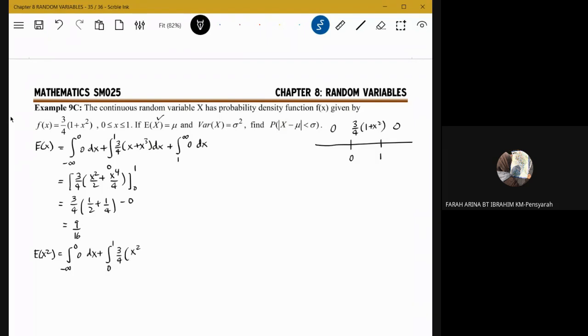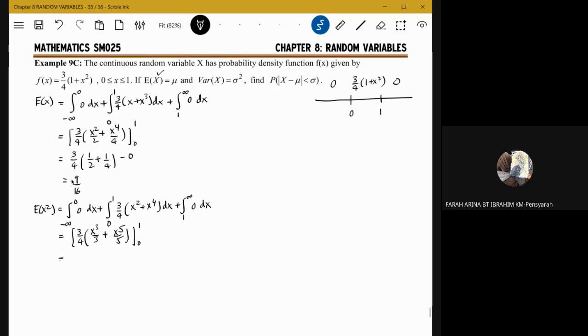So we have x squared plus x^4 dx. So we're gonna have maybe 3 over 4, 1 over 3 plus 1 over 5. Okay, ini berapa? E(X squared) kita? 2 over 5. Okay, so 2 over 5.